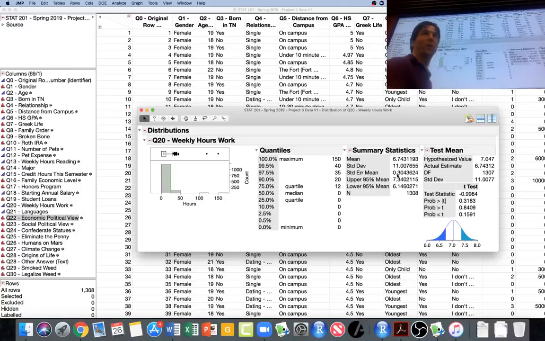Do you see this 95% confidence interval? It's basically 2 standard errors. Does that make sense? Because we usually say a t of 2 for larger sample sizes is a 95% confidence interval. So if you were to read this, you would say, I am 95% confident the true weekly hours a week students work is contained in the interval 6.14 hours to 7.34 hours.